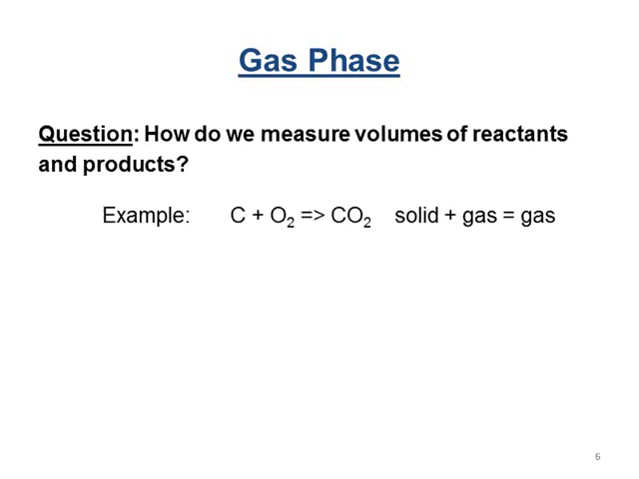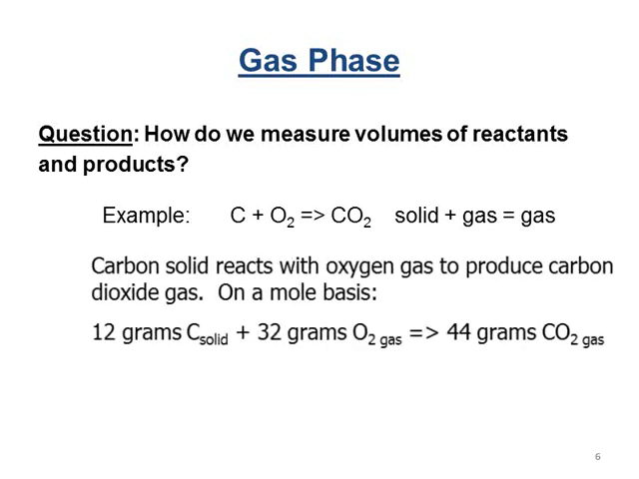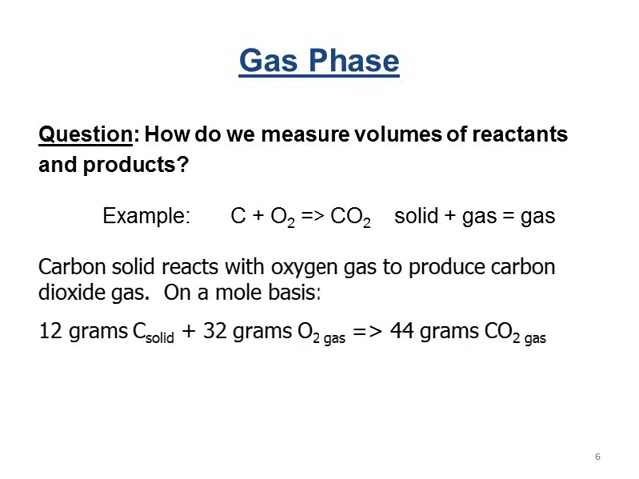In this reaction, as an example, we have carbon solid. It reacts with oxygen gas, and it produces carbon dioxide gas. Now going back, one of the reasons why we discussed Avogadro's number will become very clear in this lecture. On a molar basis for this example, we have 12 grams of carbon solid. It's going to react with 32 grams of oxygen gas, and it's going to produce 44 grams of CO2 gas.